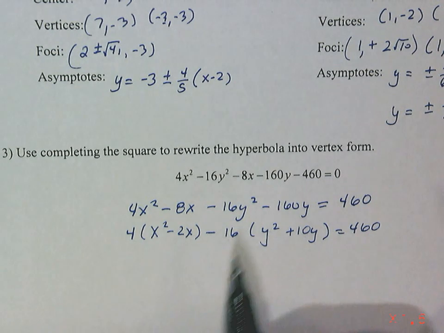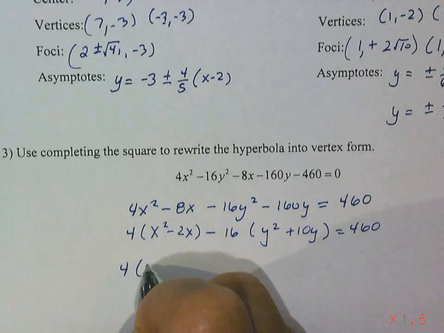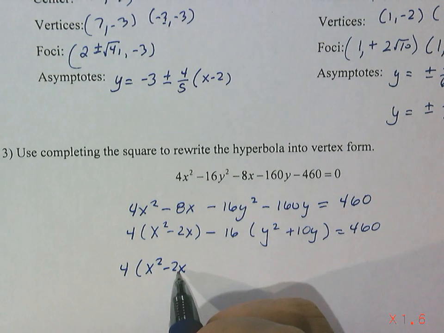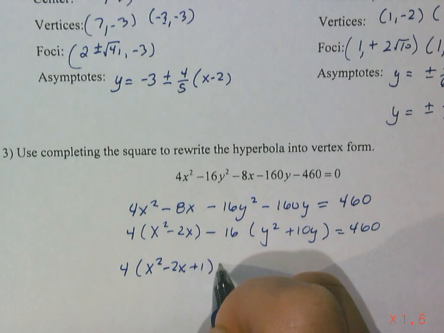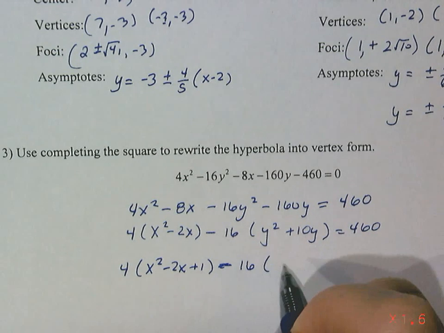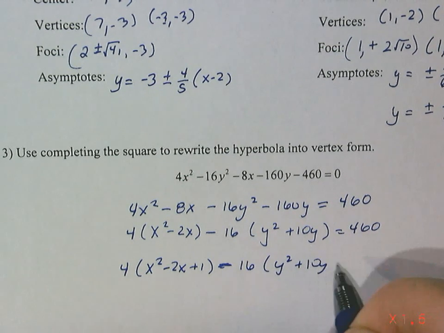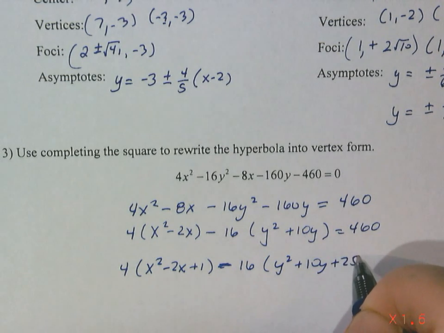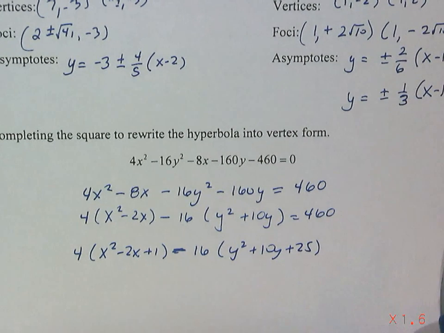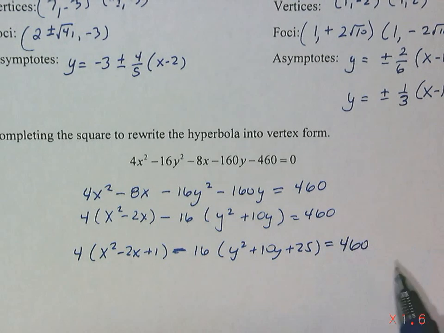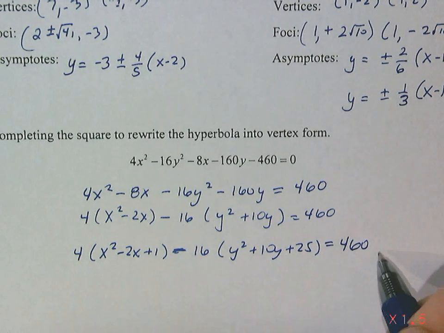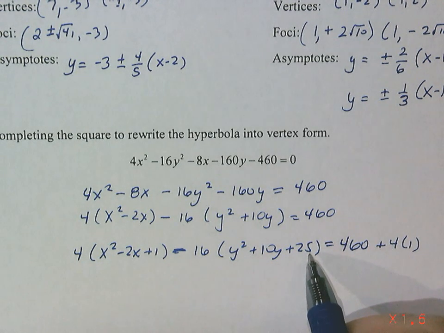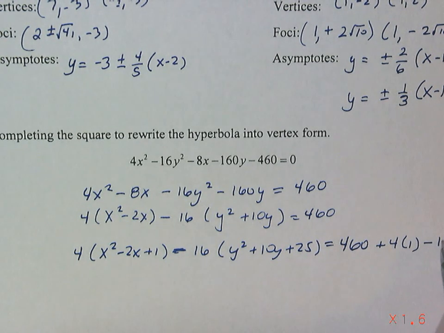I'm going to complete the square. So I have 4 times x squared minus 2x. Half of negative 2 is negative 1. Negative 1 squared is a positive 1. Oops, minus 16 times y squared plus 10y. Half of 10 is 5. 5 squared is 25. And then be careful here. I added a 1 multiplied by a 4. I added a 25 multiplied by negative 16.